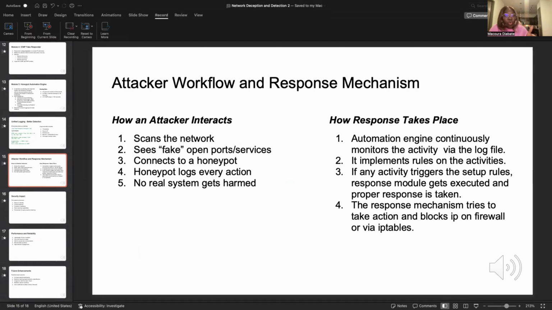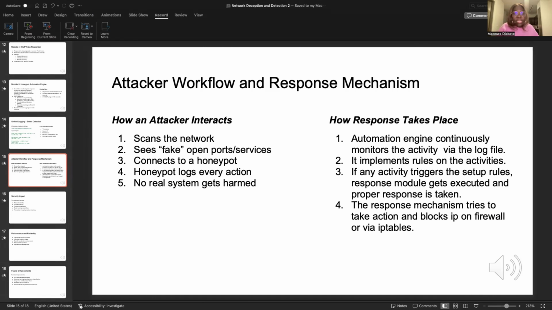Let me walk through what happens when an attacker finds their way to one of our honeypots. So first, they scan the network looking for targets. Think of this like somebody checking doors to see which one is unlocked. Second, they discover what looks like open ports and services that appear valuable. These are fake though. We make them look real on purpose.